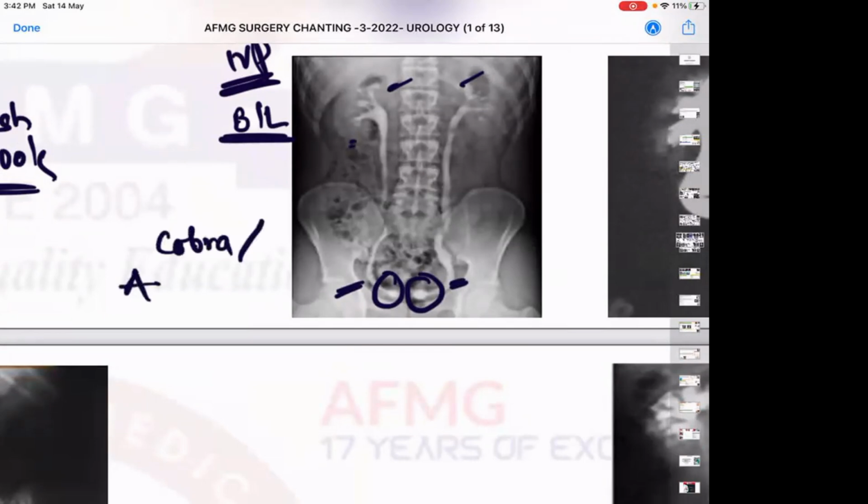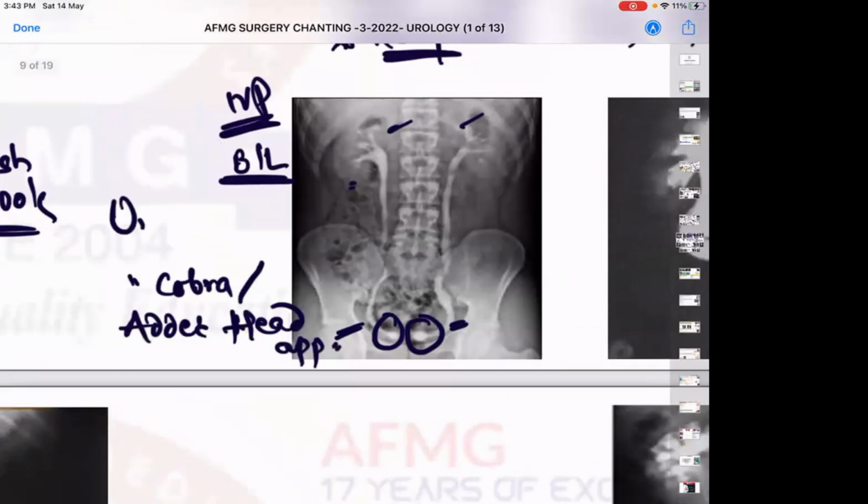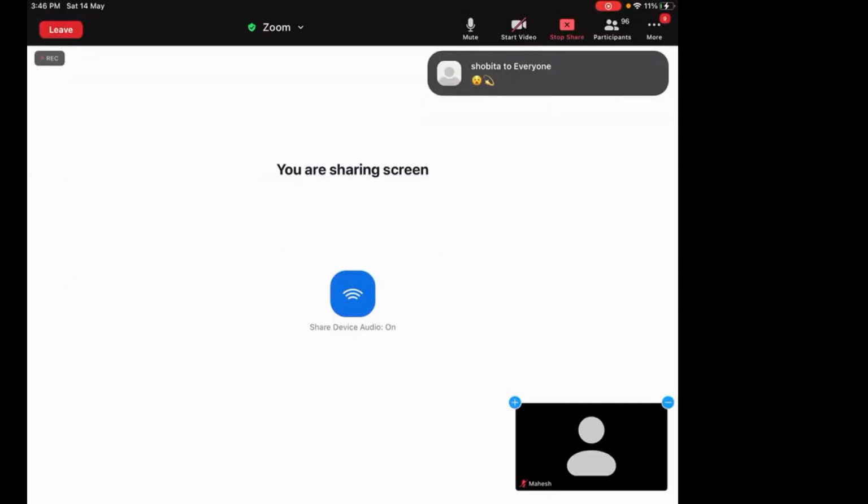Which appearance is seen? Cobra head or the adder head appearance. And cobra head or adder head appearance is a feature of ureterocele. Please remember this. Ureterocele is usually a bilateral condition, more common in females. It is due to narrowing of the ureteric orifice, and therefore there is dilatation of the ureter. Now, is it fine, everybody?